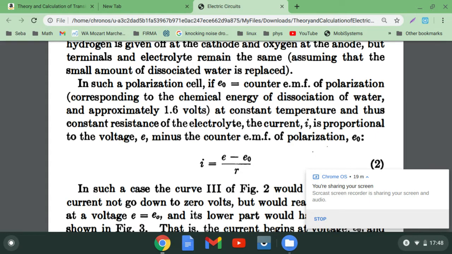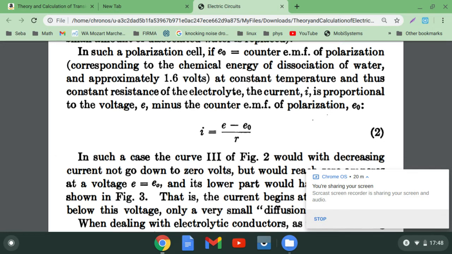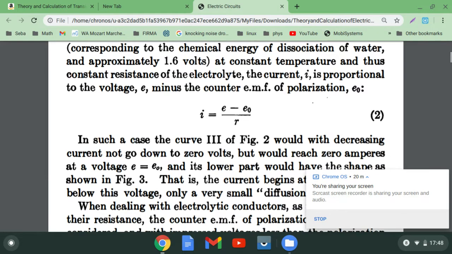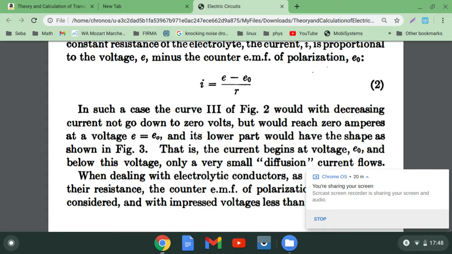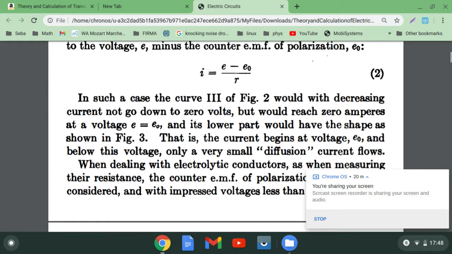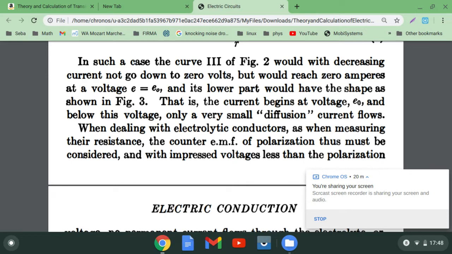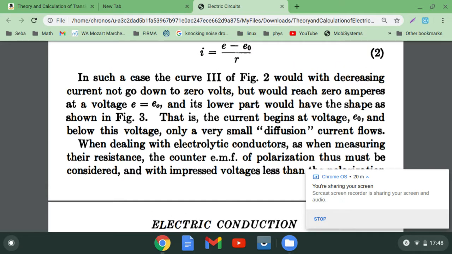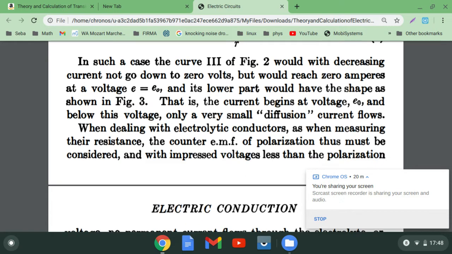In such a polarization cell, if E0 equals the counter EMF of polarization, corresponding to the chemical energy of dissociation of water and approximately 1.6 volts, at constant temperature and thus constant resistance of the electrolyte, the current I is proportional to the voltage E minus the counter EMF of polarization. I equals (E minus E0) divided by R. In such a case, the curve 3 of figure 2 would, with decreasing current, not go down to 0 volts, but will reach 0 amperes at a voltage E equals E0, and its lower part would have the shape as shown in figure 3.